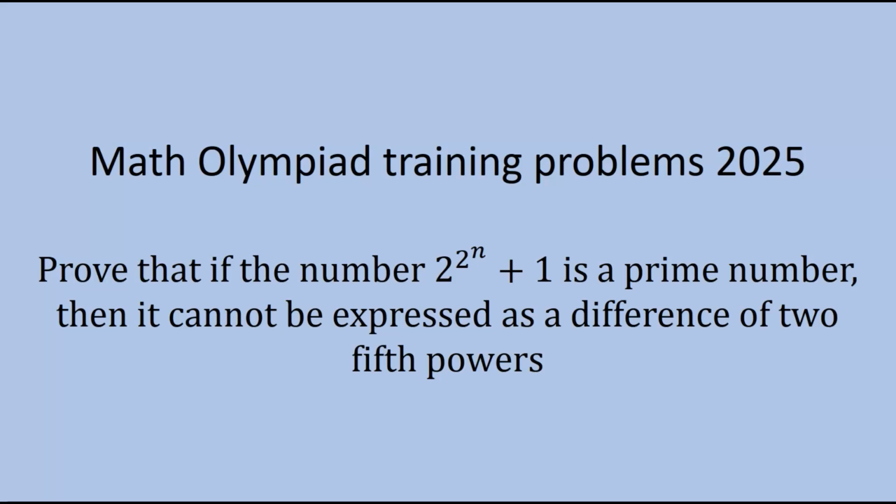The problem we have selected today is a number theory problem, and it states: prove that if the number 2 to the power 2 to the power n plus 1 is a prime number, then it cannot be expressed as a difference of two fifth powers. So, as always, please pause the video, and if you have any solution to this problem, please write it down so we can compare our solutions at the end of this video.